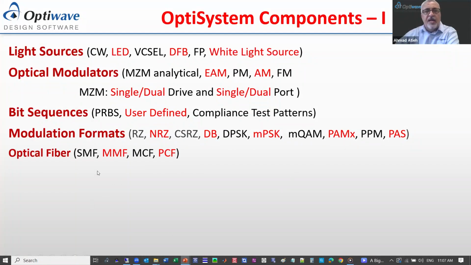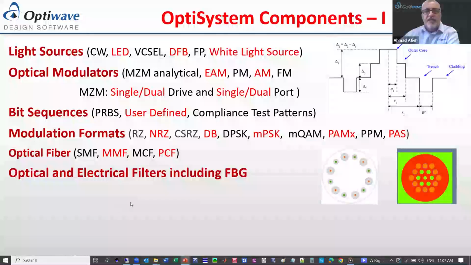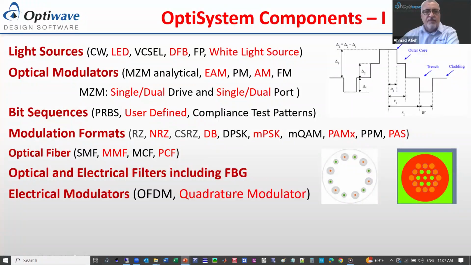Optical fiber: we do have models for single mode fiber, multi-mode, multi-core, photonic crystal fiber, and hollow core fiber. As you can see here, there are some plots of different structures of these multi-core fibers and photonic crystal fibers. There are filters, electrical filters of different types, and optical filters as well. And there are also filters using Fabry-Perot or fiber Bragg gratings.